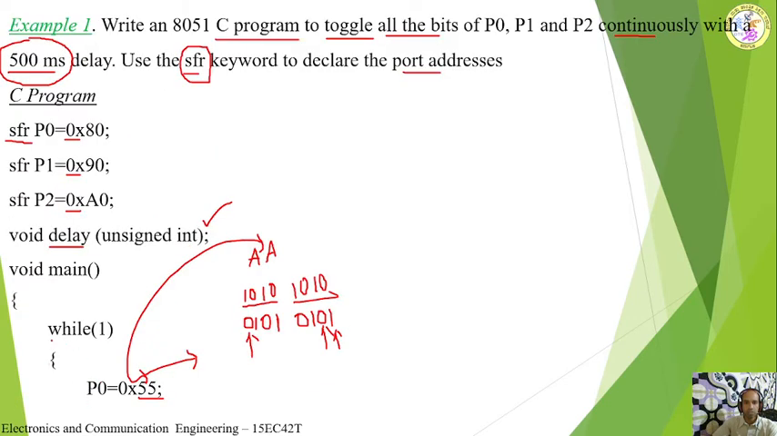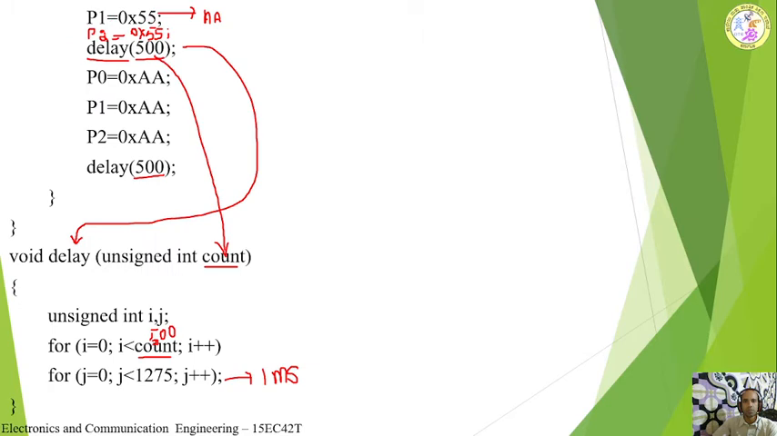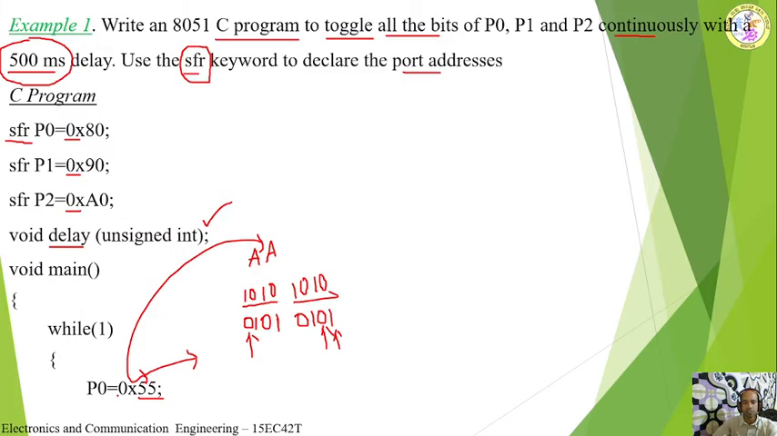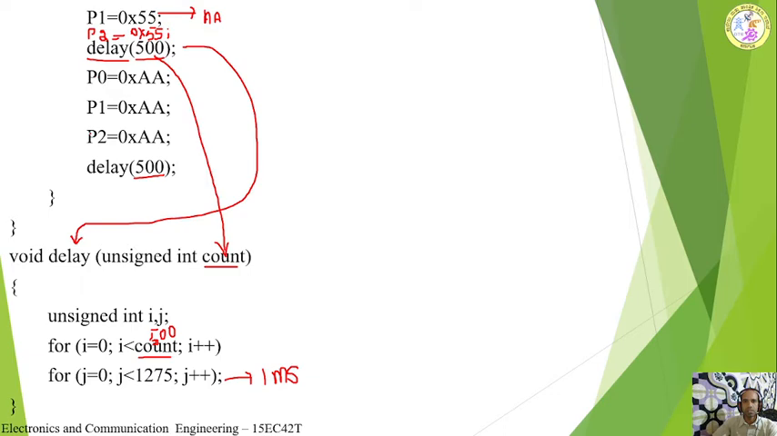Again it will come here. Again while 1, the condition is true. Once again make P0 is equal to 55, P1 55, P2 55, call delay. Again P0 AA, P1 AA, P2 AA, again call delay. So these statements from here to here will be repeated for infinite number of times, means port 0, port 1, port 2 pins are blinking continuously. So this is what the program is.